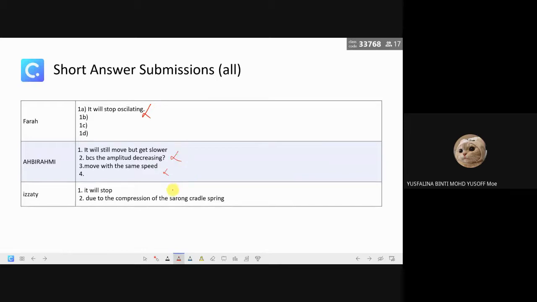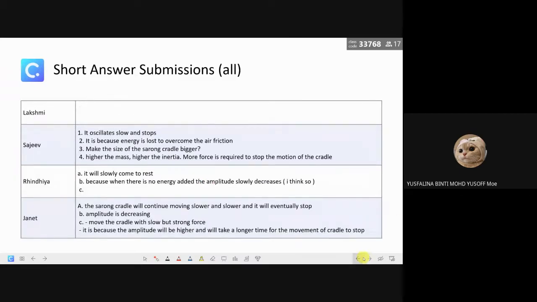Okay, it will stop. This one also, you have to put amplitude decreases, then stops. Due to the compression of the sarong. Okay, Rashmi, no answer. It oscillates slowly and stops. It is because energy is lost to overcome the air friction.